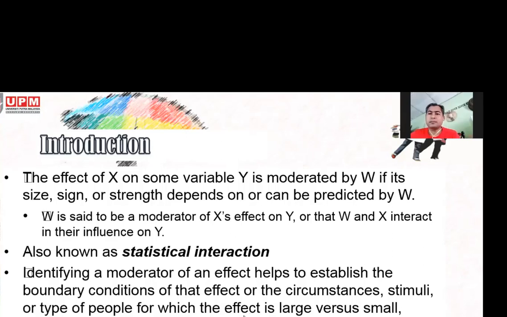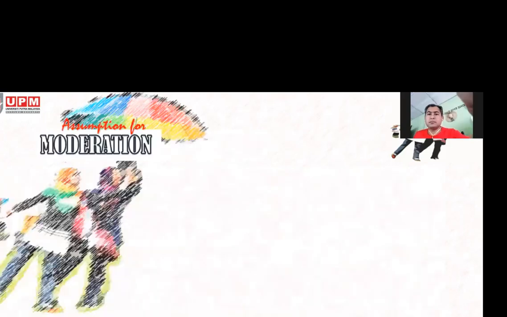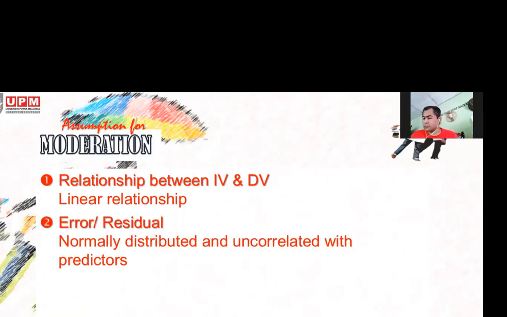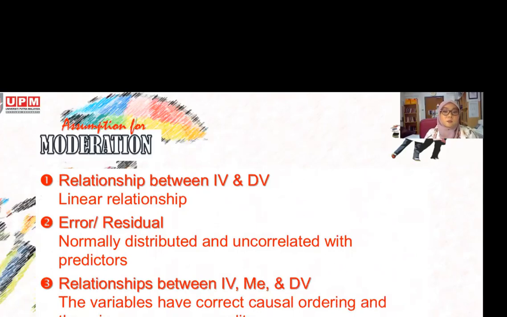For moderator we want to test what are the differences if let's say the variable is absent and if let's say the variable is present. So we compare these two conditions. Then we can elaborate on the likelihood of a phenomenon. And then the assumption for the moderation: the relationship between the IV and DV must be a linear relationship. In terms of error or residual, it must be normally distributed and uncorrelated with predictors. This one, ignore, the three is wrong. Numbers 1 and 2 only are enough.